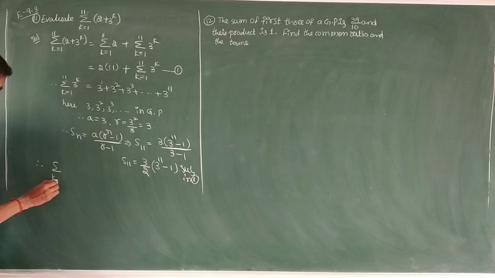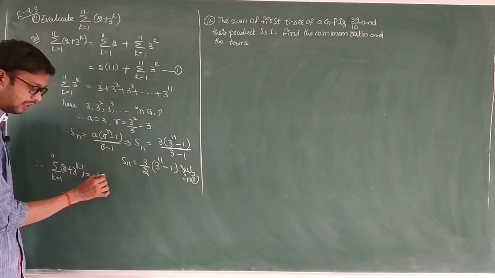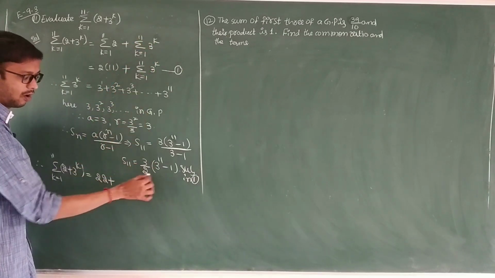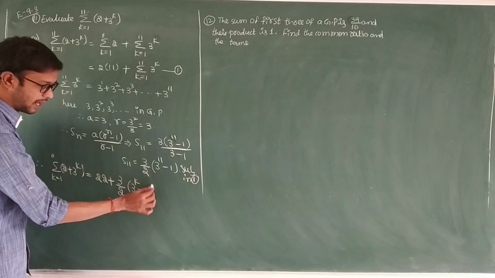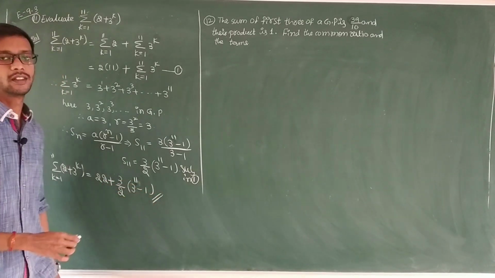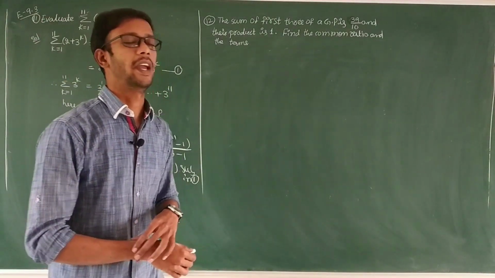Therefore, summation k equal to 1 to 11 of 2 plus 3 power k is equal to 2 into 11, that is 22, plus this value. This value, how much did you get? 3 by 2 into 3 power 11 minus 1. So this is the value. Just a simplification we have to make here.